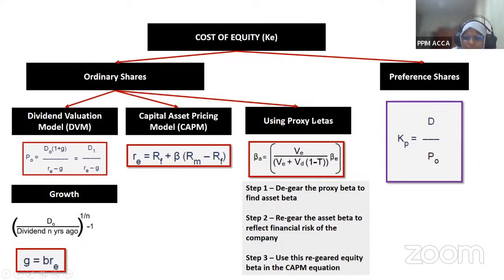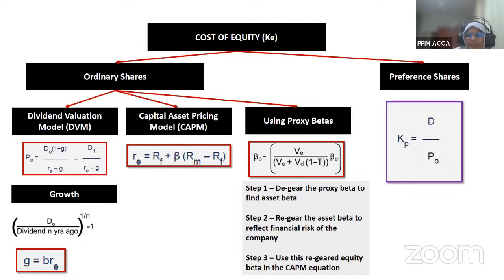Okay. And I spoke about using proxy betas, right? I told you if there is a risk change where you're going to go for another industry, then you will take a proxy, re-gear, de-gear, all of those things. I spoke about it. This part is just talking about that. Finally, if you have preference shares and you want to find KP, at that point, we don't call it KE, we call it KP, K-pref, okay? You will divide the dividend by the market value of that preference share. These are the only ways in which you can calculate the cost of equity in your syllabus. Dividend valuation, CAPM, and the preference shares. Okay? So that's all about cost of equity.